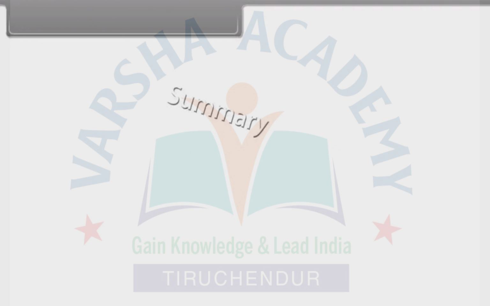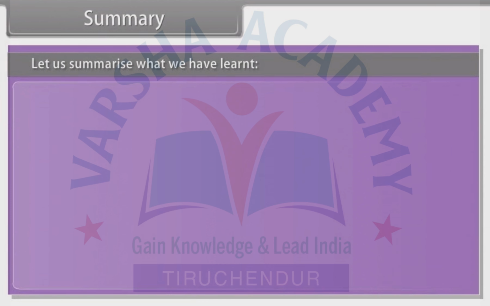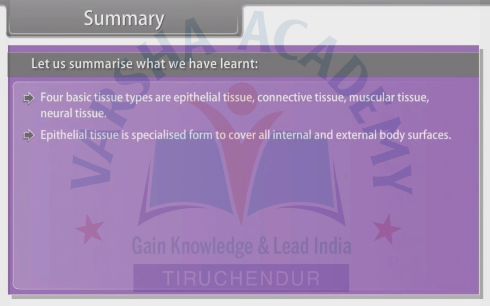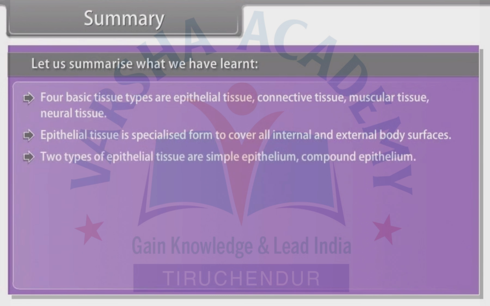Summary. Let us summarize what we have learned. 4 basic tissue types are epithelial tissue, connective tissue, muscular tissue, neural tissue. Epithelial tissue is a specialized form to cover all internal and external body surfaces. 2 types of epithelial tissue are simple epithelium and compound epithelium.